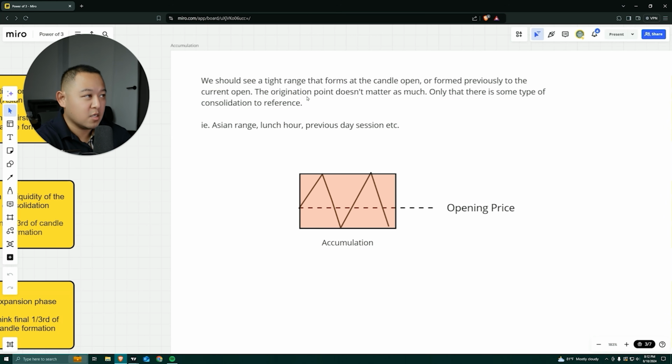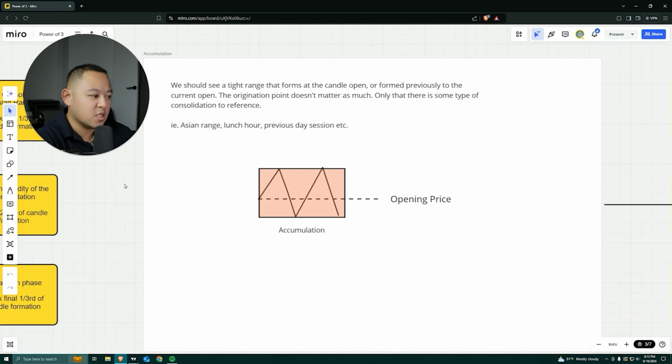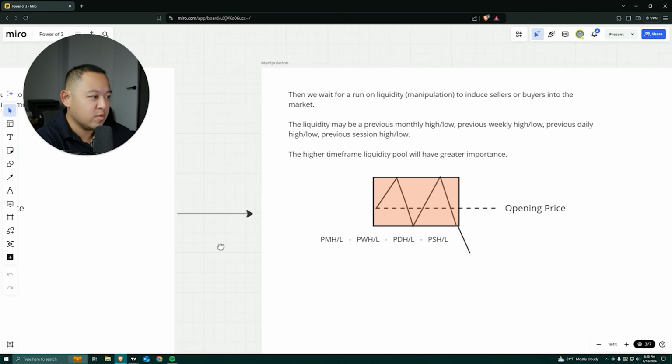All right, and this all ties into market maker buy models and sell models, which I'll do another video on. An example would be the Asian range, or maybe the lunch hour, or maybe the previous daily session. So it doesn't necessarily need to be the Asian range. And you guys will notice as you're forward testing and back testing, it's not always the Asian range that's going to provide the consolidation. It's just about identifying a specific consolidation. All right, so that was our accumulation phase.